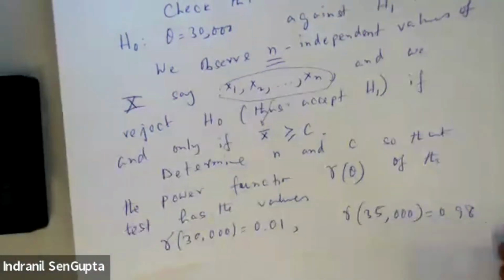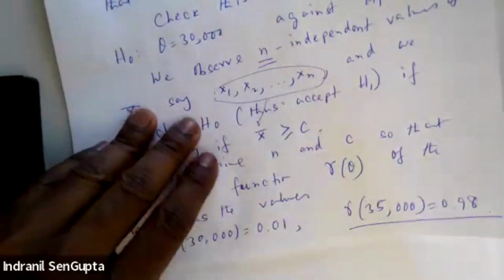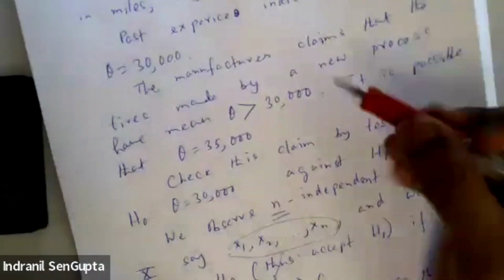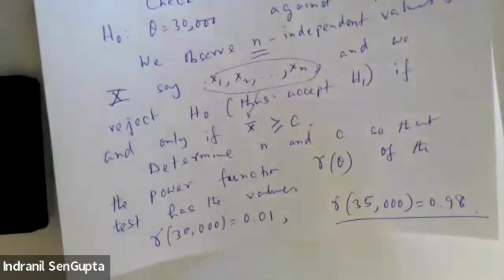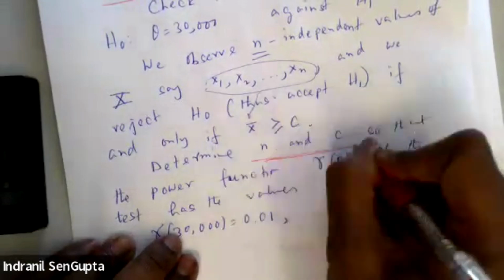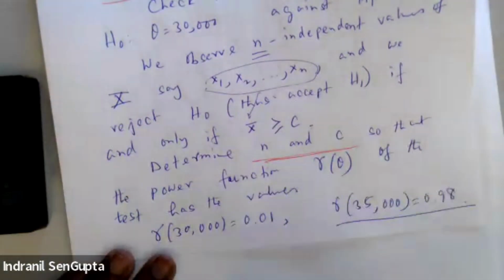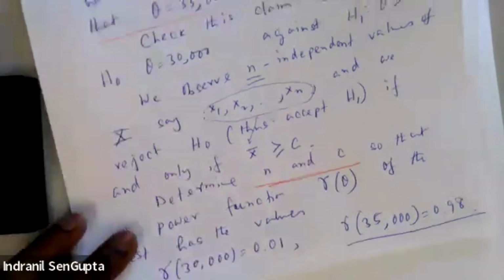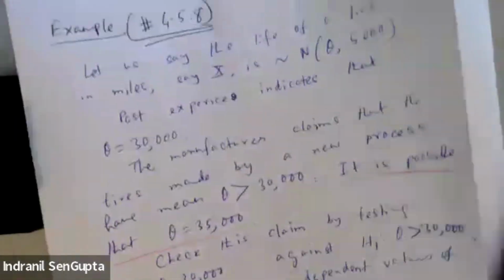By the way, since the power of the test is pretty high here, that's why we say that it's possible that theta is 35,000. Okay, but that's an aside. So our goal here is to determine n and c so that the power function satisfies this. A lot of information is provided.